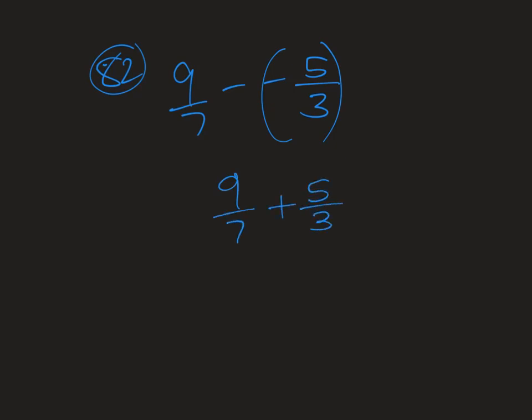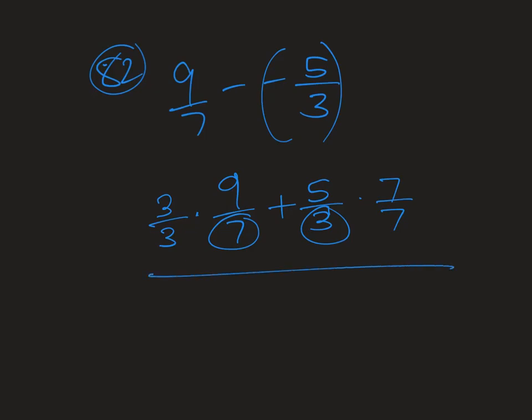So for number 82, 9 over 7 minus negative 5 over 3. So again, we take care of the sign. That becomes a positive, right? Negative times a negative is a positive. And then we have to take care of the denominator. We have a prime number and a prime number again. Remember what we said? If they're both prime, that means they don't have any common factors, other than 1, but generally you would then multiply by the opposite denominator, right?